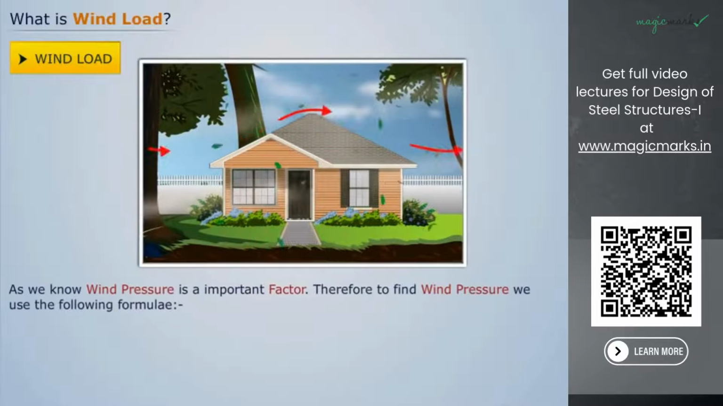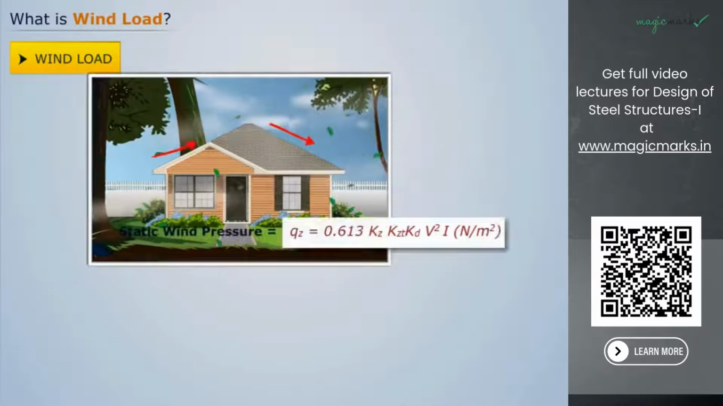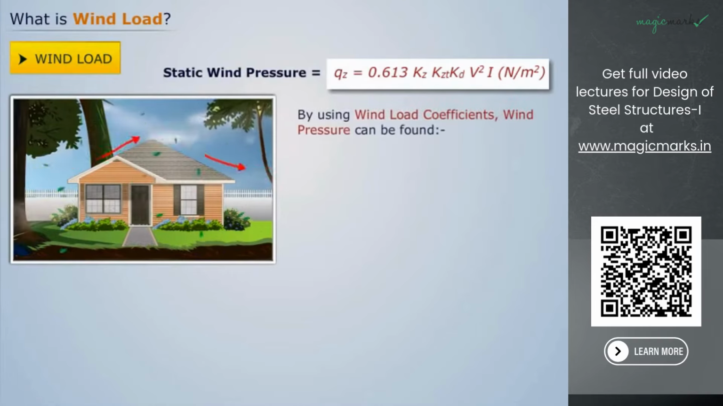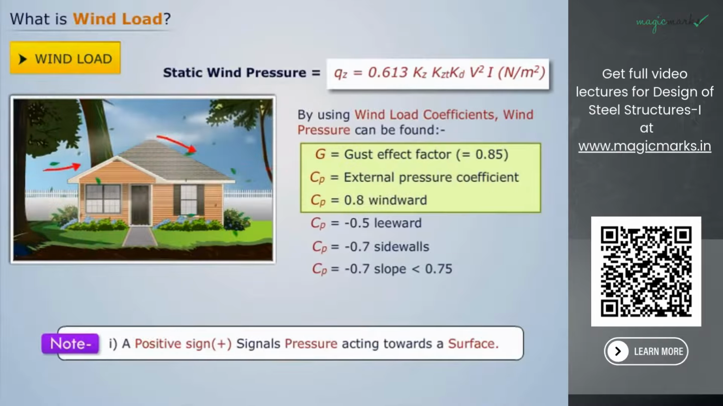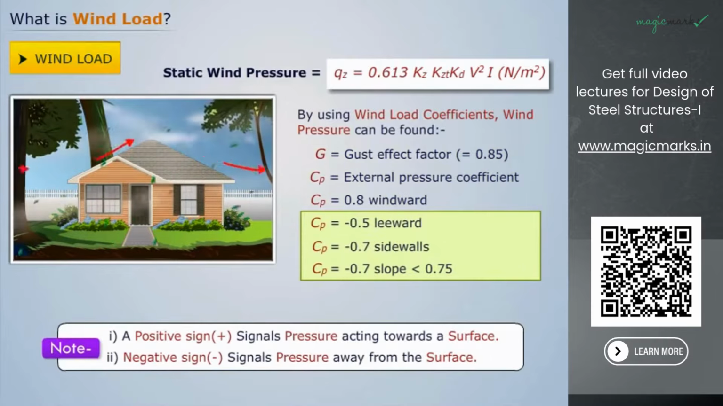As we know, wind pressure is an important factor. Therefore, to find wind pressure, we use the following formula, where... by using wind load coefficients, wind pressure can be found. A positive sign signals pressure acting towards the surface, and a negative sign signals pressure away from the surface.